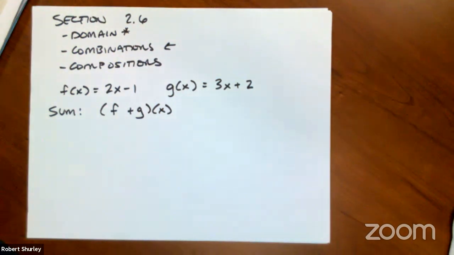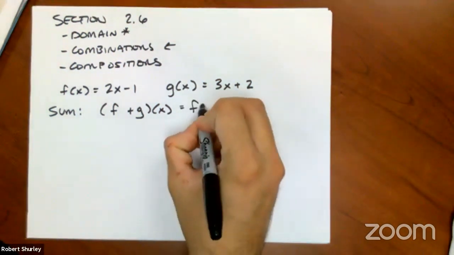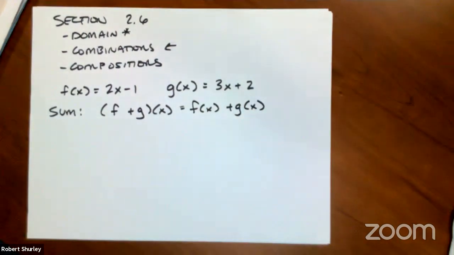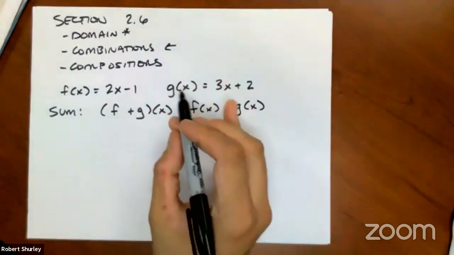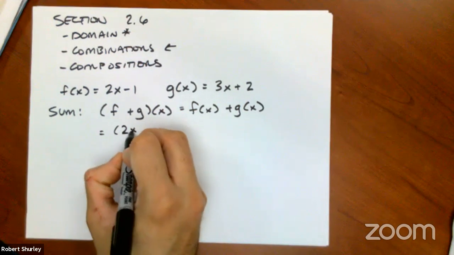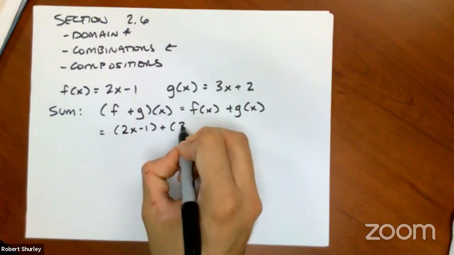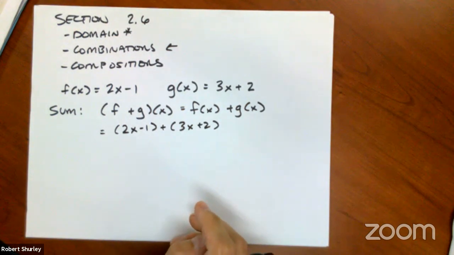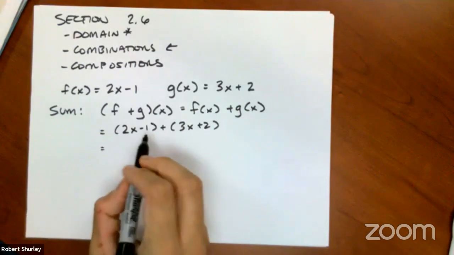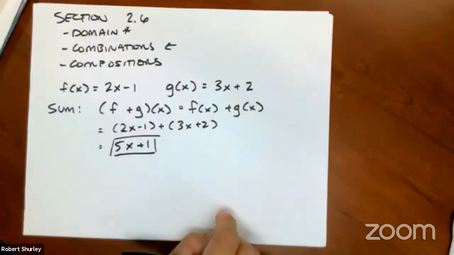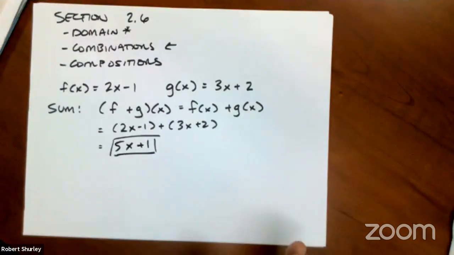Okay. So if we want to add these together, all we're really doing is adding f of x plus g of x. Very straightforward. This should be extremely basic. So if we look at it this way, it would just be 2x minus 1 plus 3x plus 2. You add like terms and you wind up with 5x plus 1. Okay, very straightforward, not a big deal.